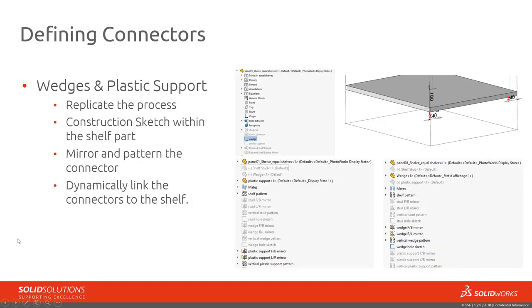Okay, so as we mentioned with your wedges and your plastic supports, the process is replicatable. So we just need to consider whether there's any sketches or features needed inside the environment of the panel themselves, just as we have done in that environment there. Then consider whether the connectors need patterning from left to right, front to rear, okay, just as they have done in the remaining examples. And then dynamically linking those connectors to the shelves. So as the shelf updates in terms of their instance count and the spacing, then likewise the connectors will also update.